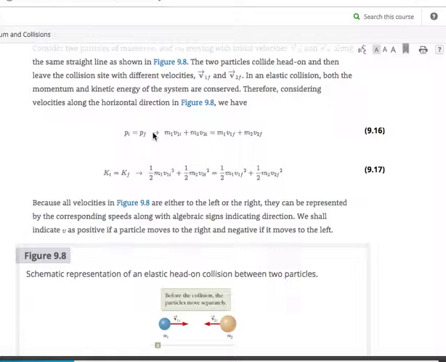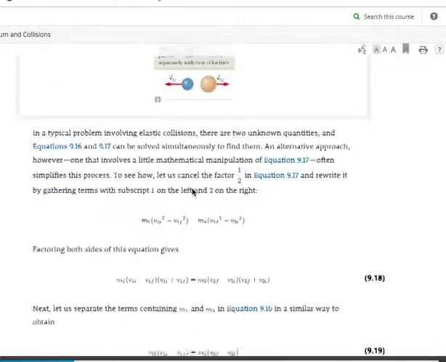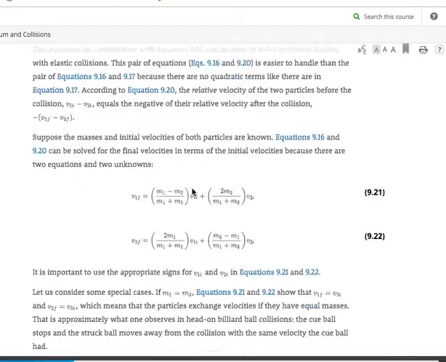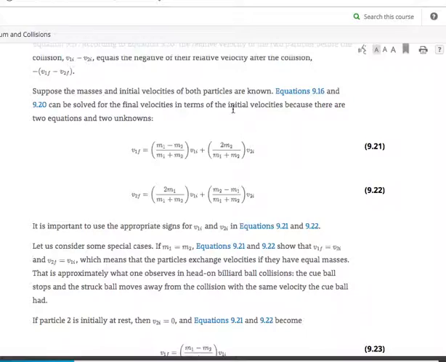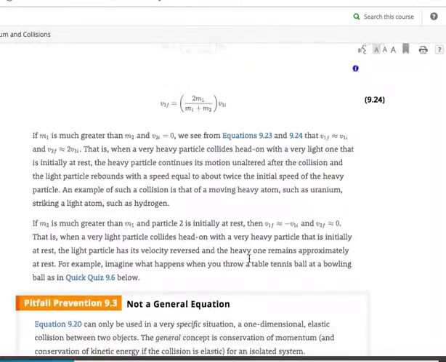For elastic collisions, you have two equations. The total momentum remains constant, and the total kinetic energy remains constant. And when you get the variables and you substitute them in, you get lovely formulas.